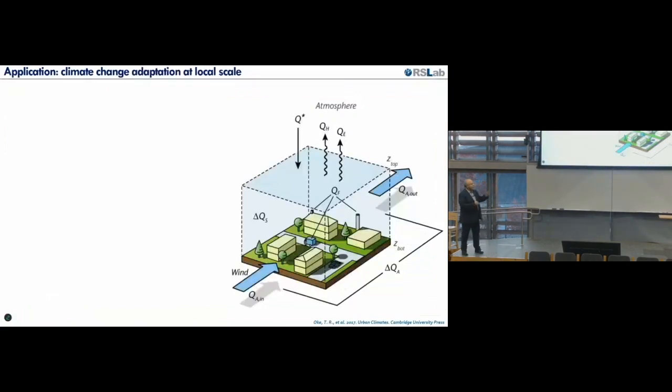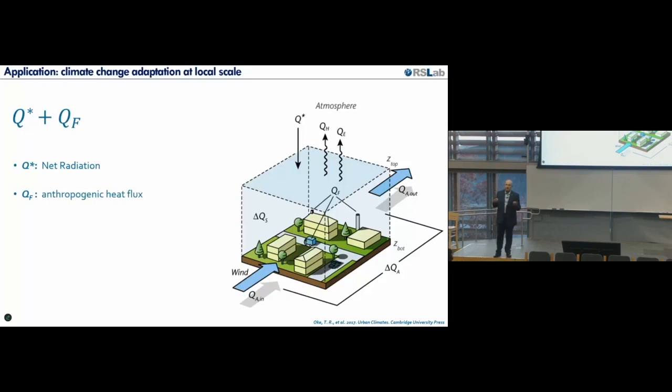And again, in the control volume, we have net radiation, the energy coming into the system. That means it's shortwave minus longwave radiation, and that is stored in the system. And we have another input, which is QF, the anthropogenic heat flux. That means energy emitted from buildings, from transportation, and from human metabolism. So these are the inputs of the system.